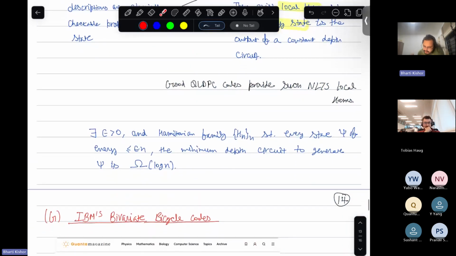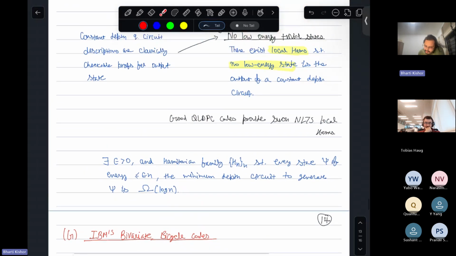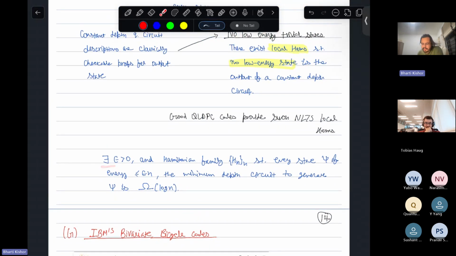I have a formal statement. Yeah. So they showed this thing. They showed that there exists epsilon greater than 0 and a Hamiltonian family Hn such that every state psi of energy less than or equal to epsilon n, so these are the low energy states, the minimum depth circuit to generate psi is omega log n. So you need at least log n depth circuit to generate them, which means they are non-trivial.